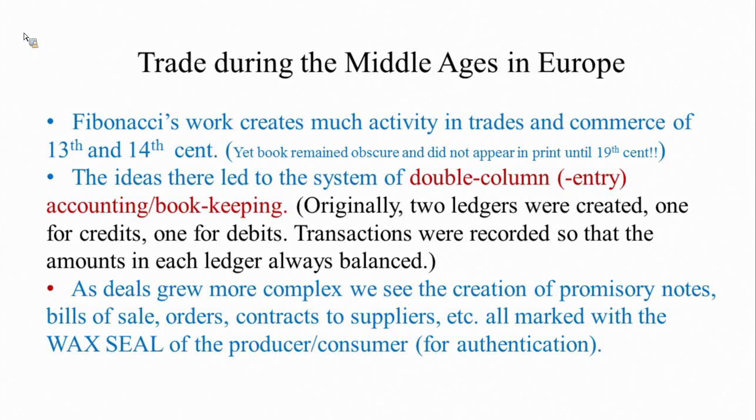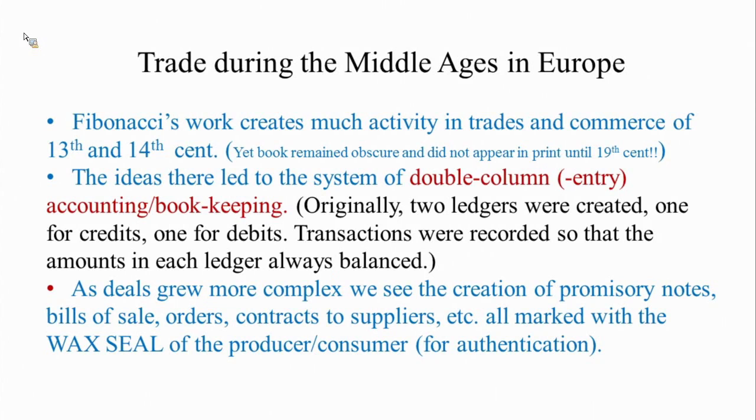The ideas led to the system of double entry accounting. I'm not going to get into that, but basically what it says, you got two ledgers, one for credits, one for debits. You record transactions in such a way that the amounts in each ledger are always balanced. So every time you buy something, it looks like you're losing money, but you're gaining the thing that you bought. So therefore it's an asset. So whatever number goes there comes in here, and that way things should balance all the time. But the idea was an amazing idea in the Middle Ages, the whole business of accounting.